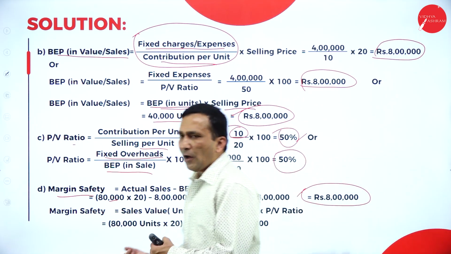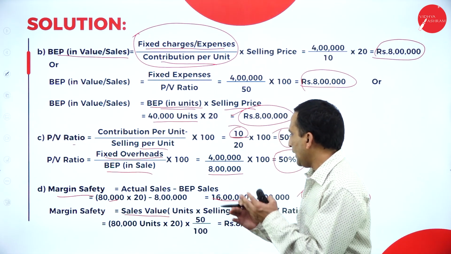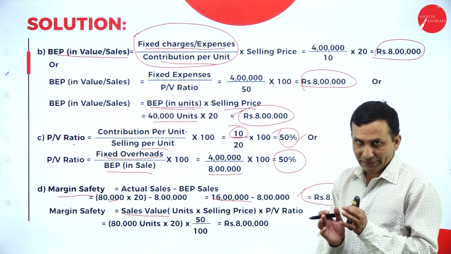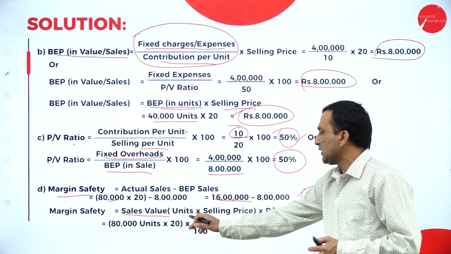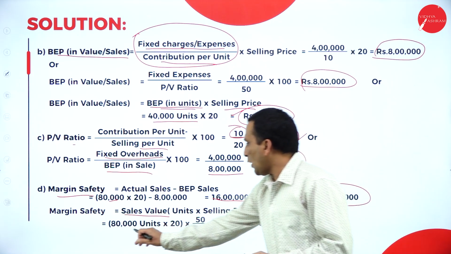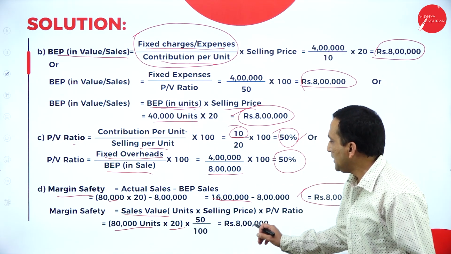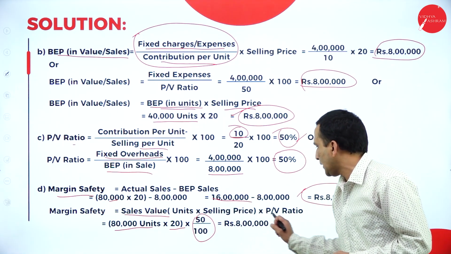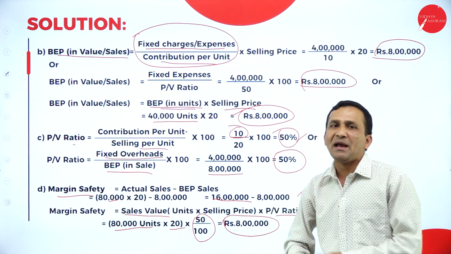There is one more formula to find the margin of safety: sales value into PV ratio. How do we get the sales value? Number of units into selling price. So number of units 80,000, selling price 20, multiply and take 50% for the PV ratio. Finally we get 8 lakh, the same answer.